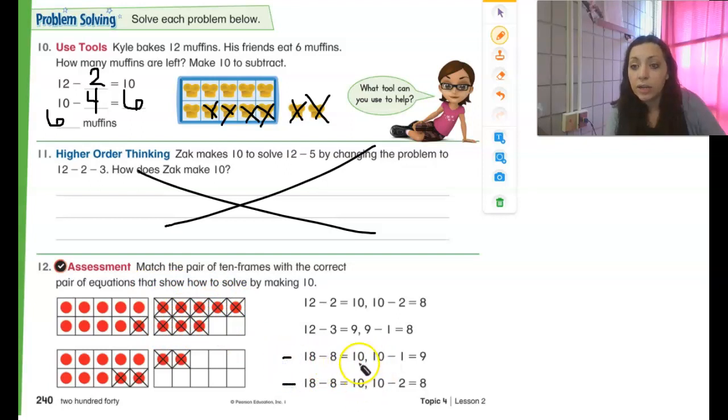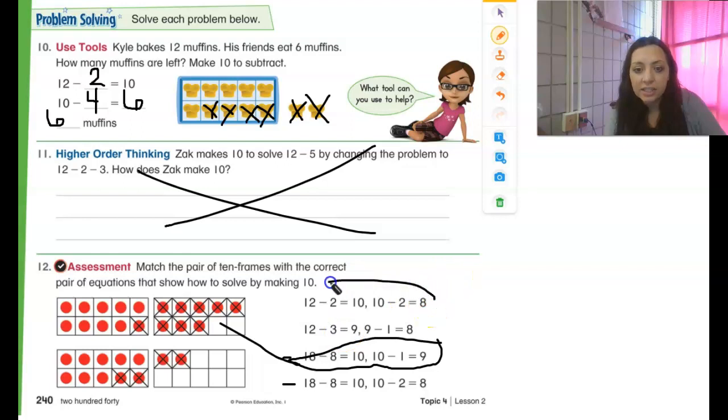So far, these two equations could be right. But then, once I got to 10, how many more did I take away? 1. That's right. So 10 take away 1, and I was left with 9. Okay, so this equation matches this one. Now in this one, I have 10 and I have 2, so I know that's 12. Well, I took away 1, 2 to get to 10. I didn't take away 3 to get to 9, did I? So this one shows what we did. And then we took away another 2 to get to 8.